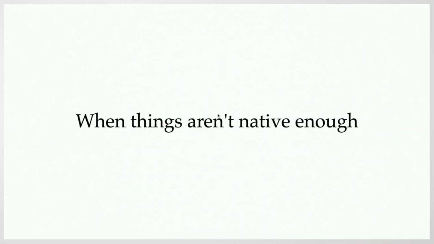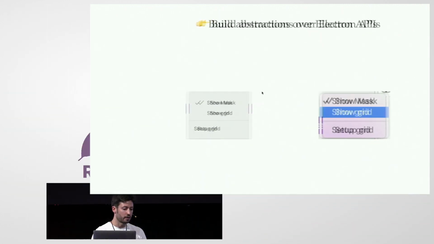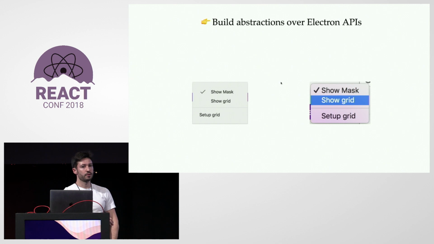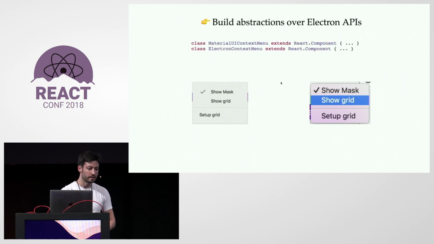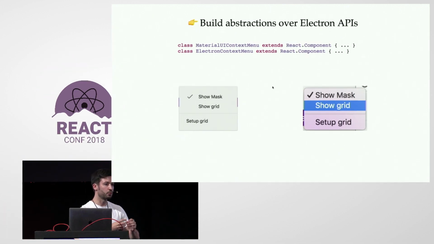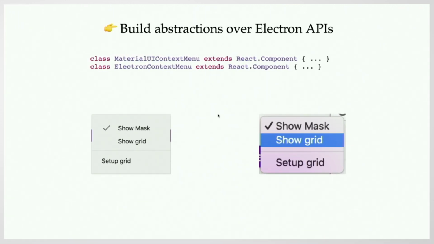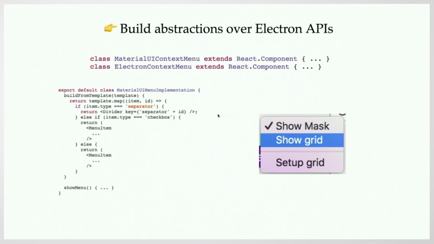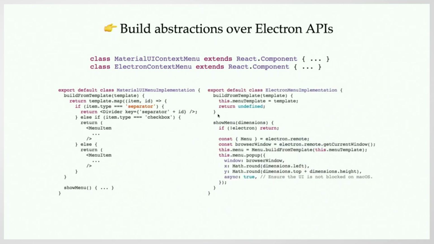Sometimes things aren't native enough. For example, when you want to display a context menu, you can use the context menu of Material UI, but it does not feel native, and people will complain. It's too webbish. So here, what I've done is just wrap the Electron APIs that provide a context menu, and as I still want my software to be able to run in a browser, I've done two different implementations of the context menu, one using Material UI and one using the Electron APIs. I won't go through the code, but the idea is that you either render Material UI components or call the Electron APIs.